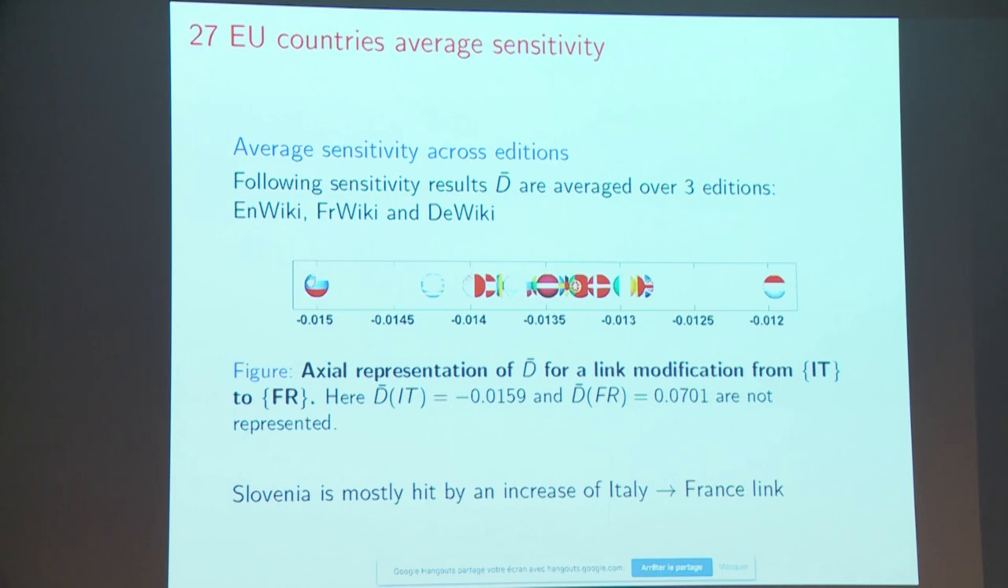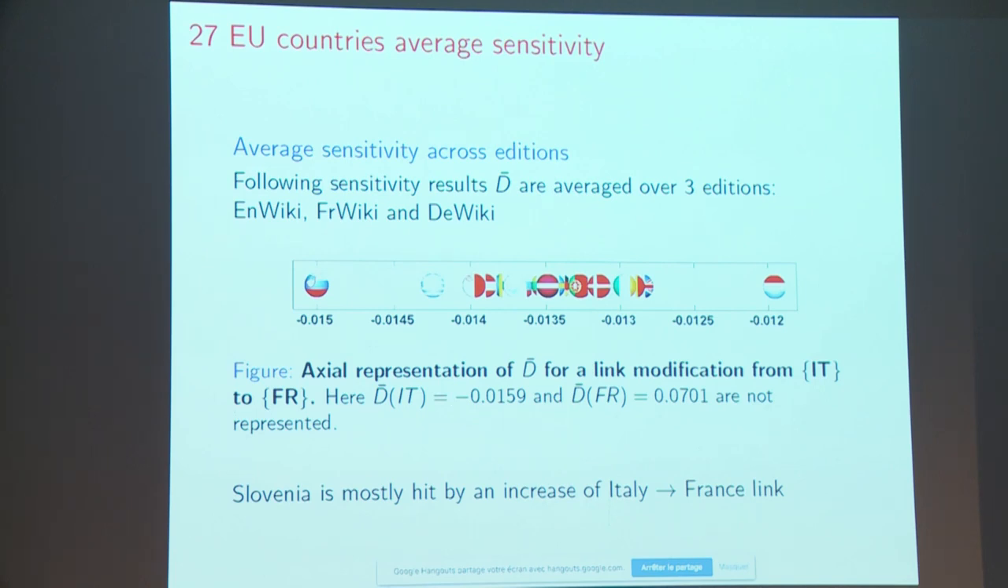Why are all the numbers negative? There's one that is positive, it's France, and it's capturing most of the values. Well, France must be positive, because when you add a link to a node, that node increases its score. But you mean that all the other ones are negative? This is an average value as well, over three editions. But most of them are negative, this is true. Do you have an interpretation for this?